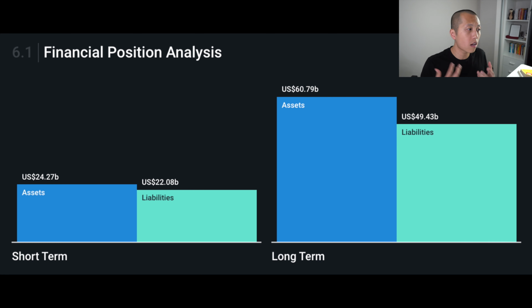So let's look a little deeper into their balance sheet and their debt to equity ratio. So Pepsi has approximately $24 billion worth of short-term assets and $22 billion worth of short-term liabilities. Just from a single glance, it doesn't seem like they'll have any issues in the short term to withstand the current public health crisis shock.